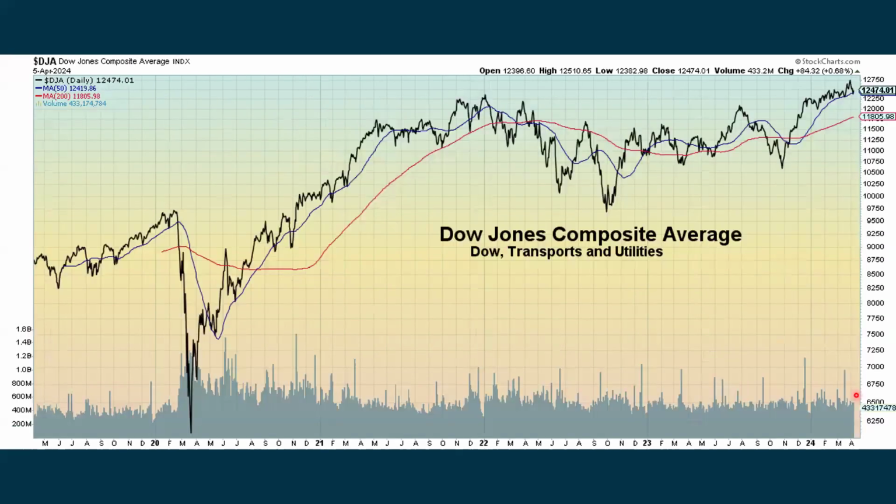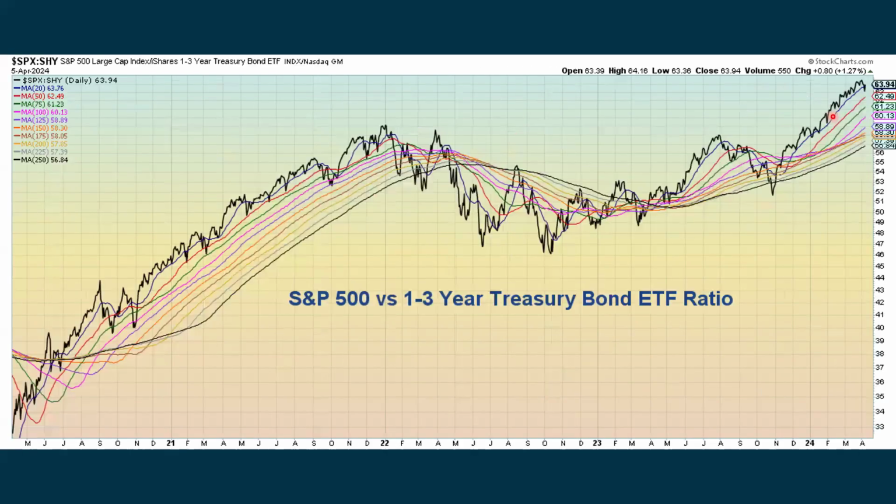So it's not as strong as a lot of people would have really hoped. Then we look at the Dow Jones Composite Average. Well, this takes the Dow, the transports, and the utilities. And pretty much all the strength right now is coming from the Dow. The transports and utilities are lagging, so the reason this is going up is because of the Dow itself. We look at the S&P 500 to compare it with the price of 1 to 3 year bonds, showing how stocks are outperforming, even though they've been pulling back recently.